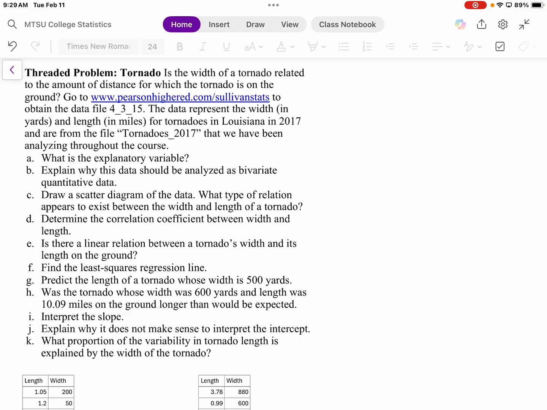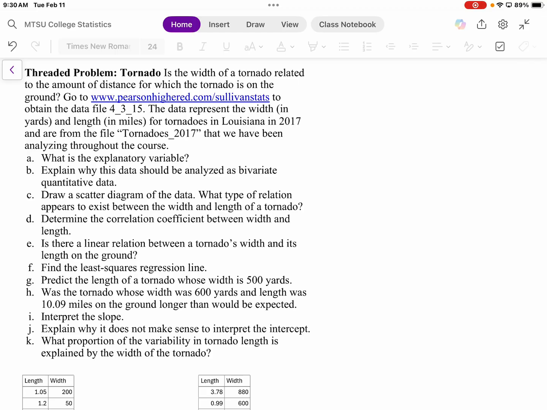We're going to go through this information about tornadoes in Louisiana in the year 2017. We're going to identify the explanatory variable and explain why this data should be analyzed as bivariate quantitative data. Bivariate means two variables, comparing X and Y, comparing the length of the tornado with the width of the tornado. That's why they're asking why we should do this. We're going to draw a scatter plot. We're going to determine the correlation coefficient between the width and the length.